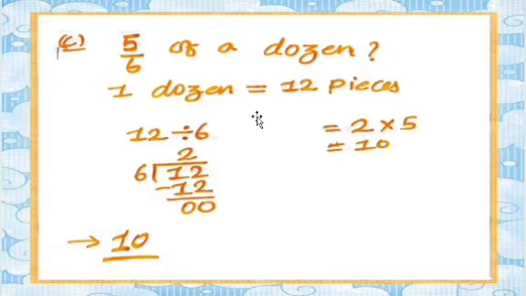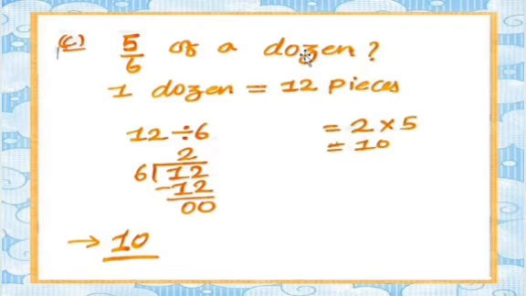Okay, now further question number C. 5 upon 6 of a dozen. What is the meaning of dozen, my dear students? 1 dozen is equal to 12 pieces. Means when we buy special things, 1 dozen apples, 1 dozen mangoes, in 1 dozen there are 12 pieces. When I go to the market and take 1 dozen mangoes, how many mangoes will come? 12 mangoes will come. So that's why our unit is 12 pieces.